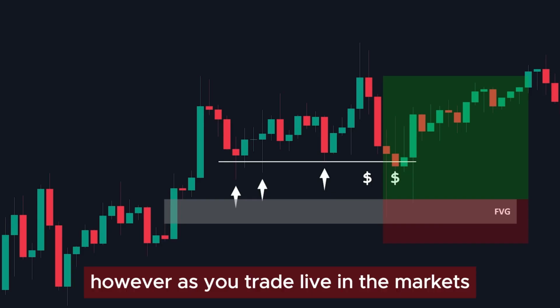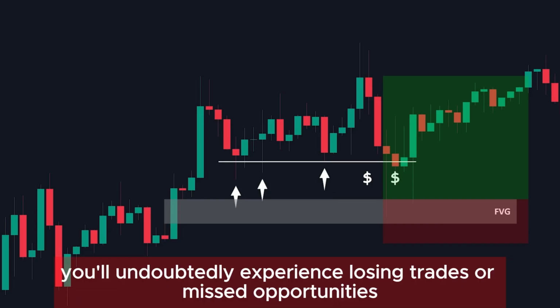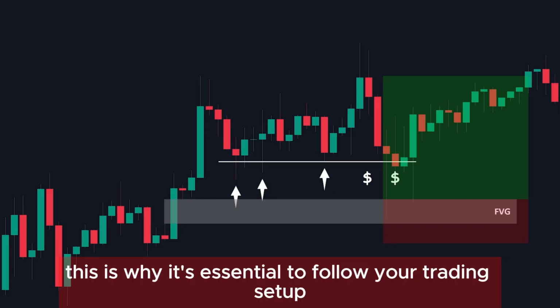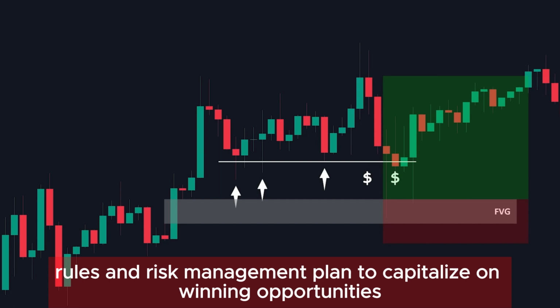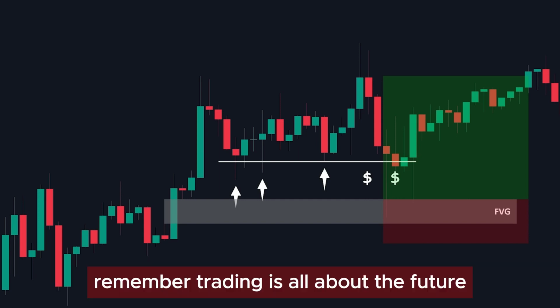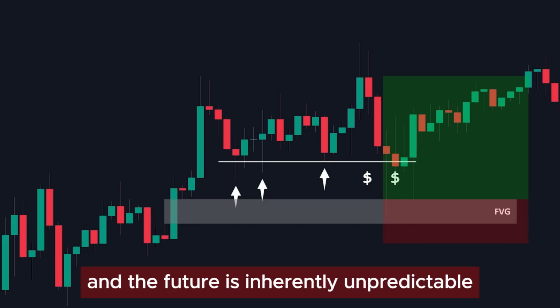However, as you trade live in the markets, you'll undoubtedly experience losing trades or missed opportunities. This is why it's essential to follow your trading setup rules and risk management plan to capitalize on winning opportunities. Remember, trading is all about the future, and the future is inherently unpredictable.